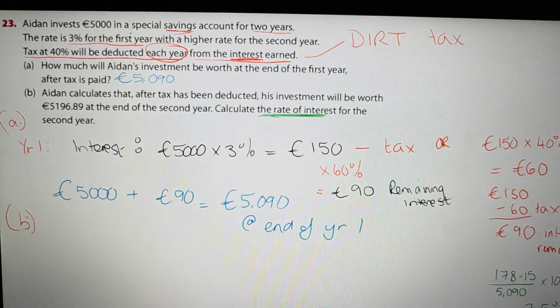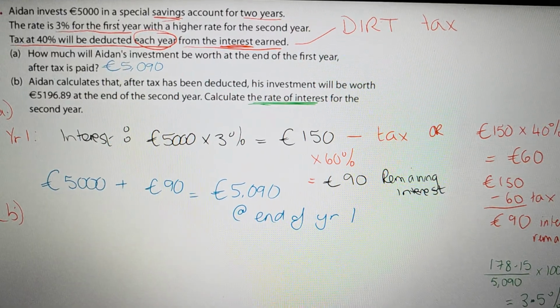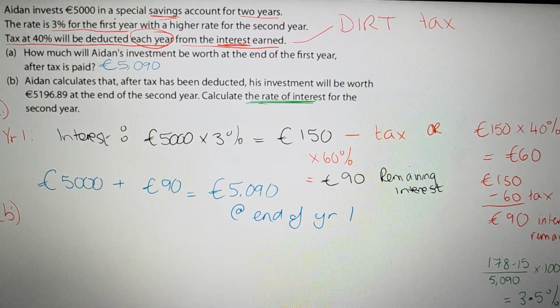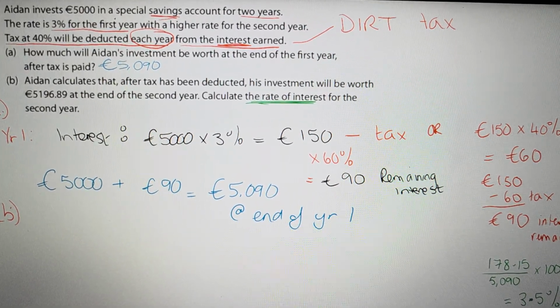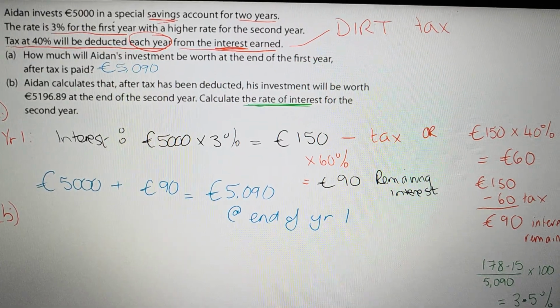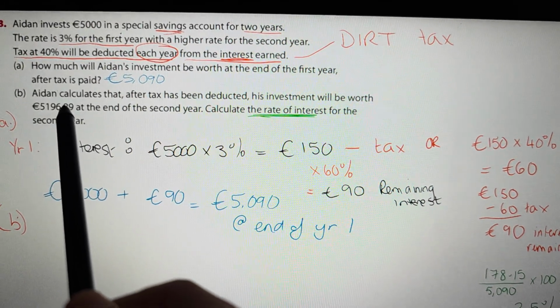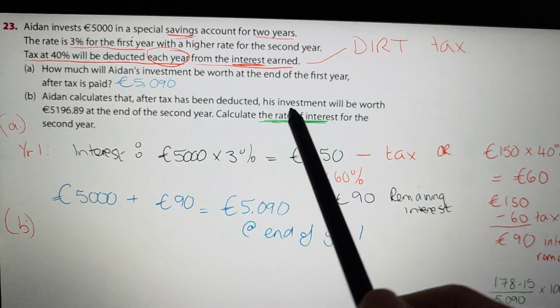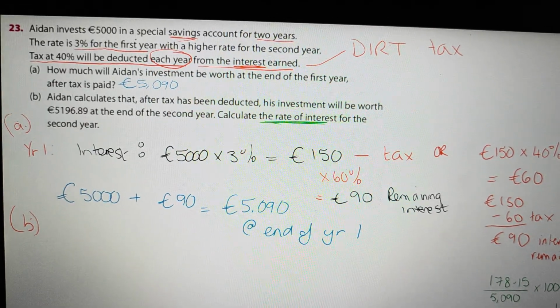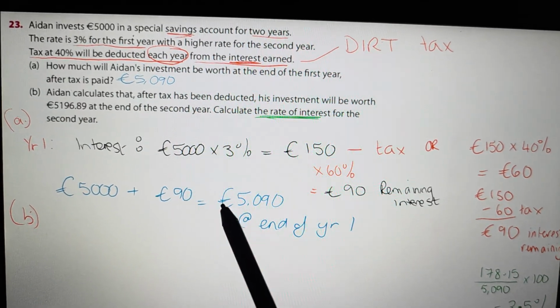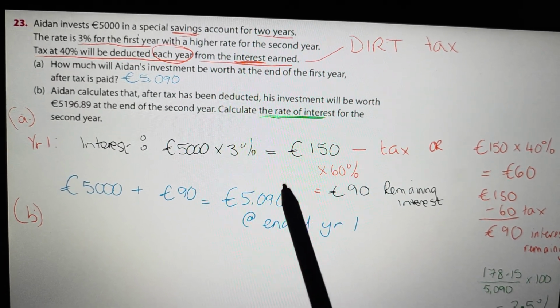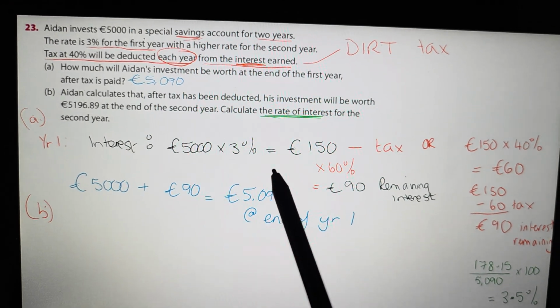So Aidan calculates that after tax, his investment will be worth 5,196 euro and 89 cent at the end of the second year. So that's F at the end of the second year. Calculate the rate of interest for the second year. Okay. This is the principal amount that he has saved going into the second year at the very start. So that's his value for P.